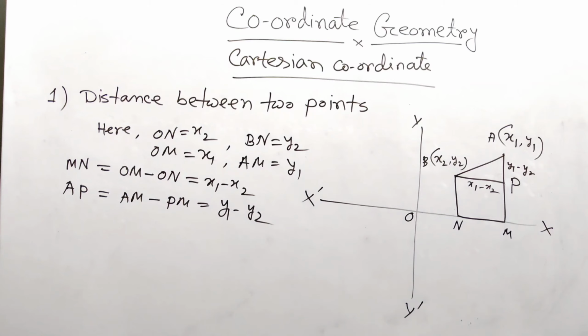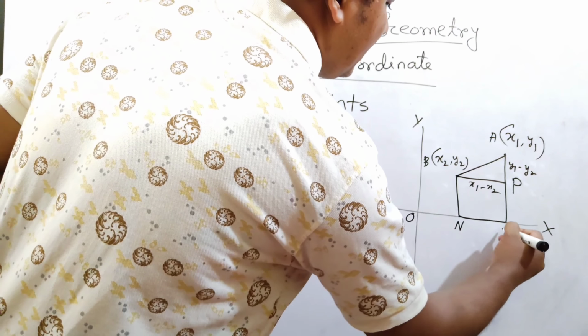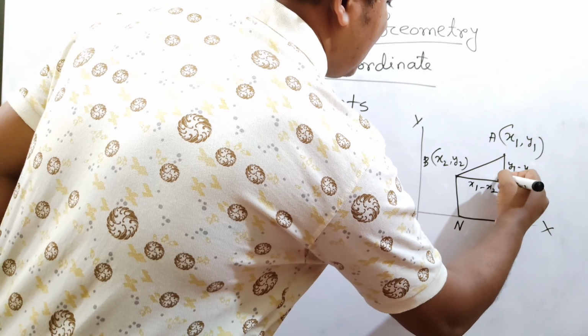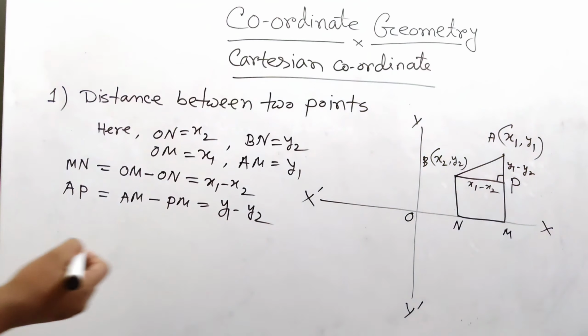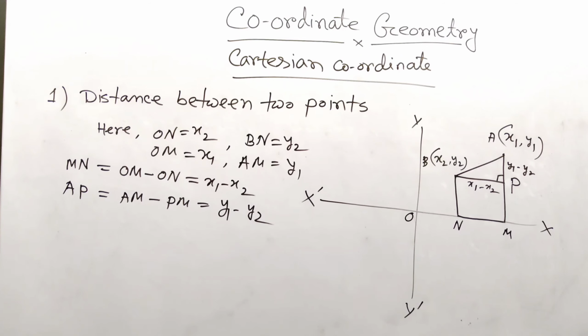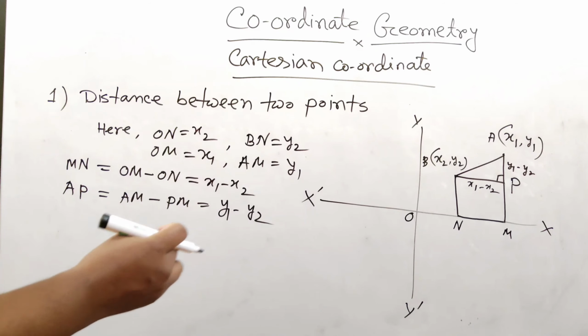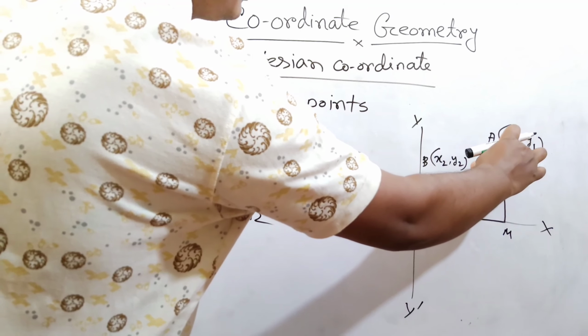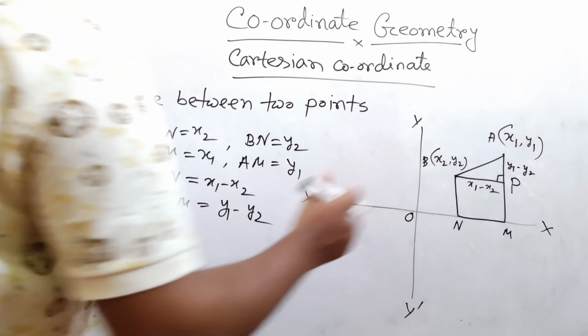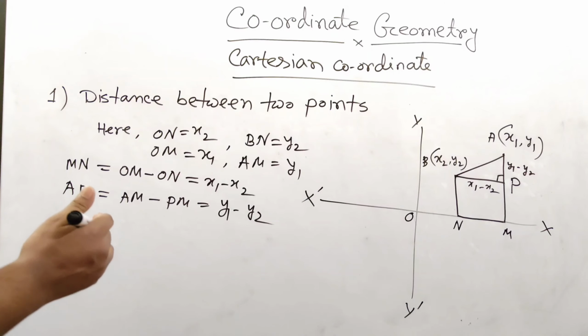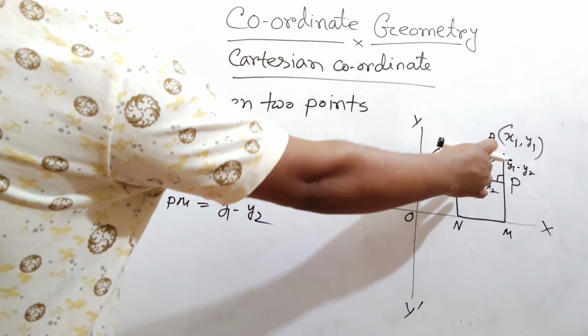Here we need to find the distance AB. If NM and BP are two parallel lines, this must be 90 degrees. That means APB is a right angle triangle, so AB is the hypotenuse. We can easily find the value of AB by using the Pythagoras formula.